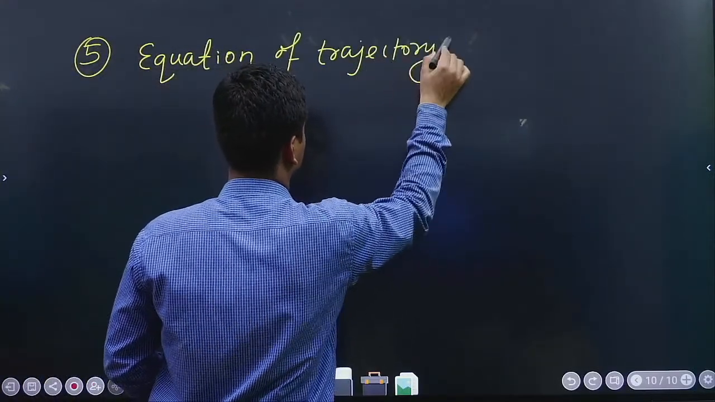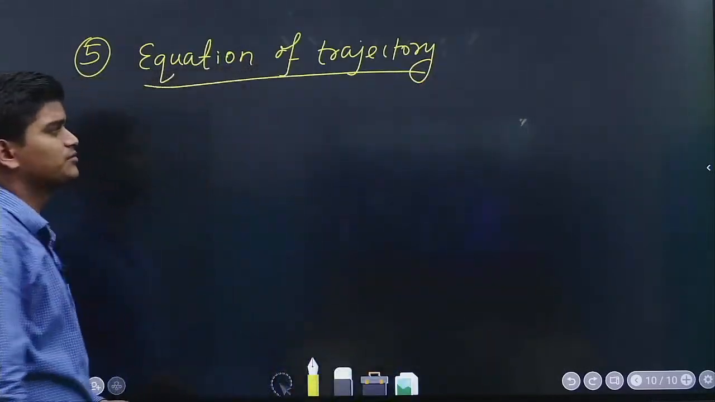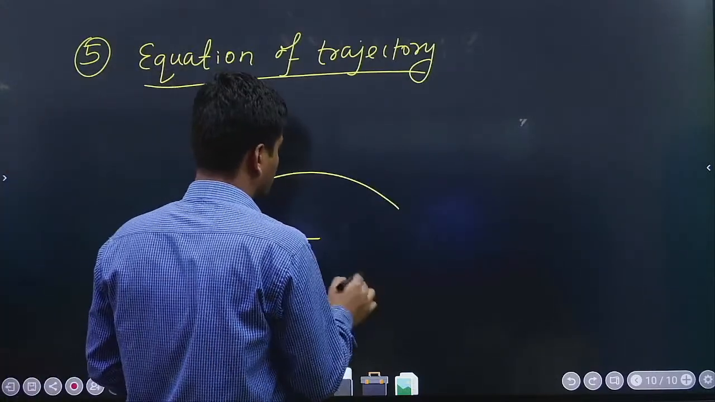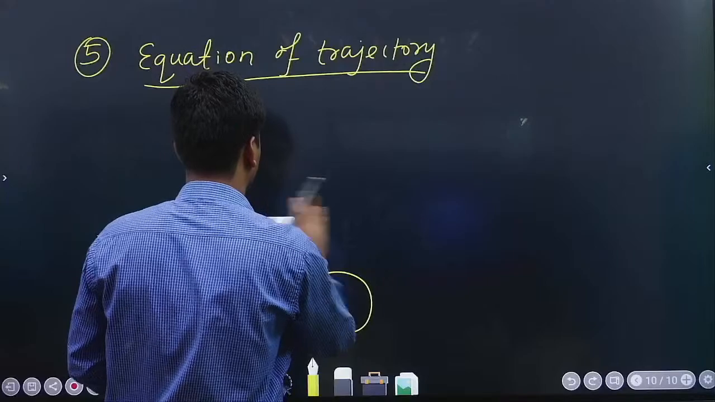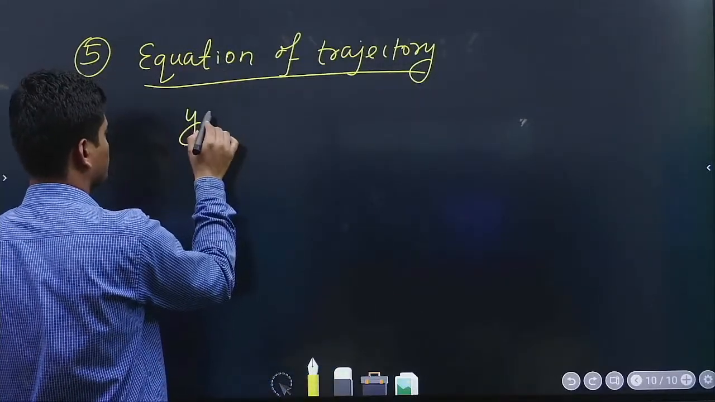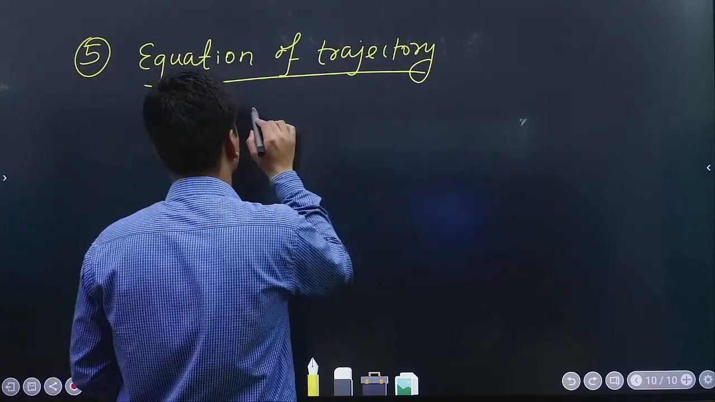Equation of trajectory, or path of the particle. Trajectory means the path of the particle, how the particle is traveling. If it is traveling in a straight line, a parabola, or a circular path, that is what you need to find. So here, you need to find the relation between y and x, because y and x are the axes you are taking.